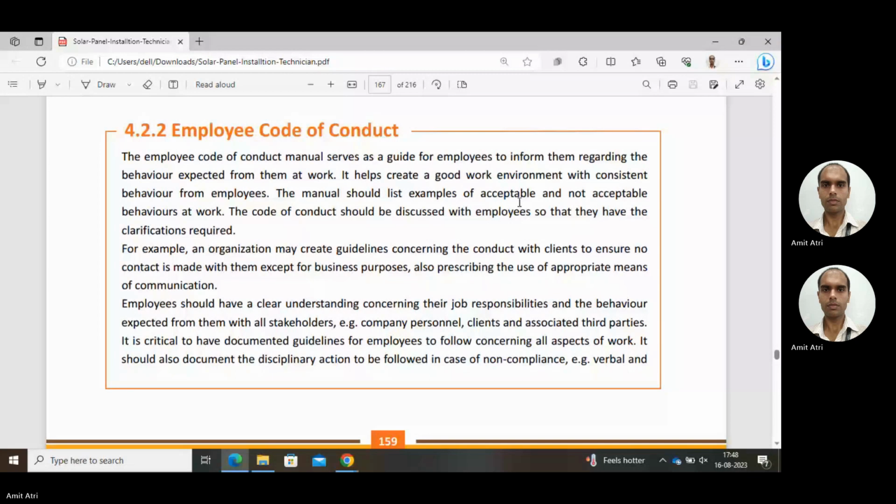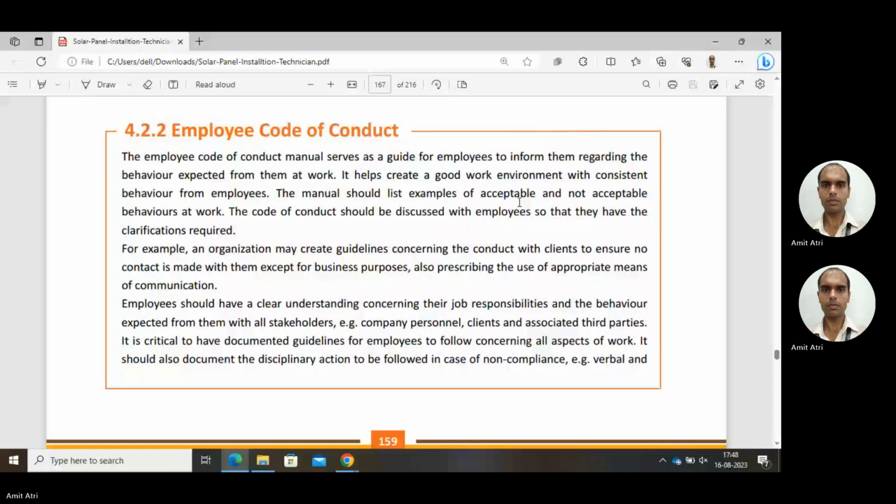Basically, it helps in maintaining a suitable or good work environment. The manual should list examples of acceptable and not acceptable behaviors at work. Which type of behavior is acceptable and which is not acceptable should be explained or listed in the manual.